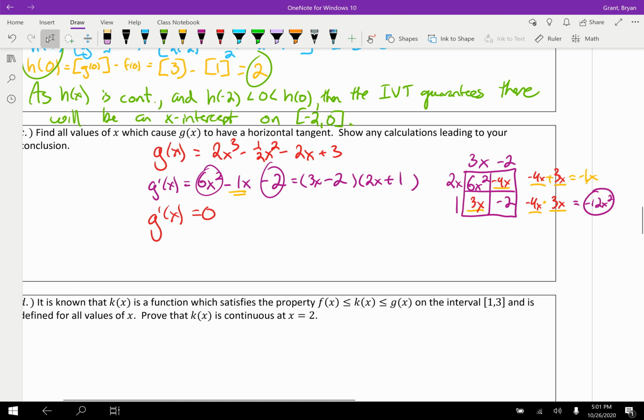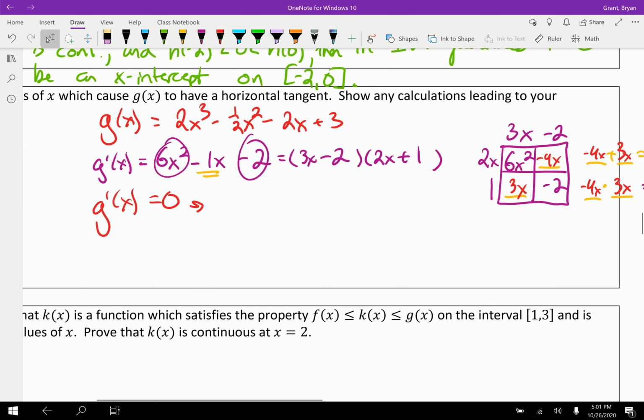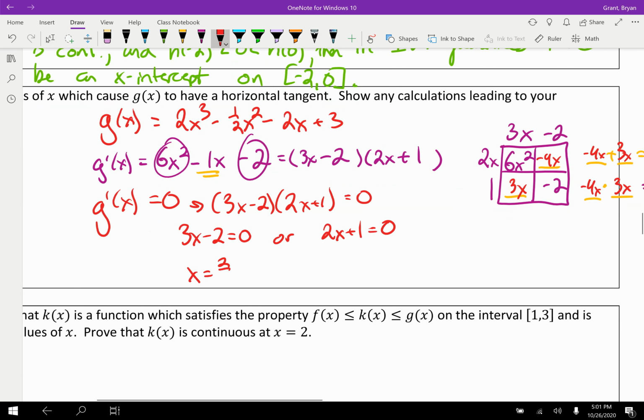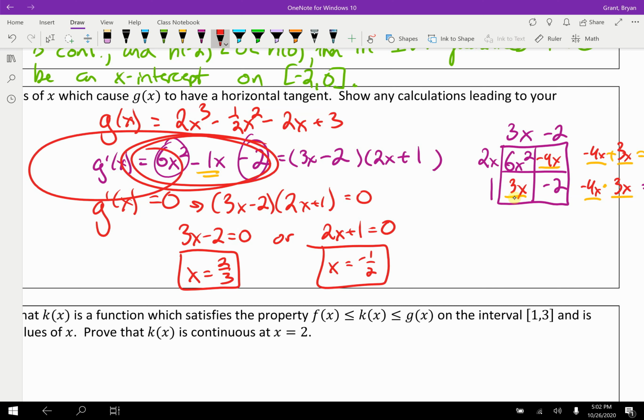I want to see when is the output of g prime 0, which means we're really setting 3x minus 2 times 2x plus 1 equal to 0. What x value will cause the output to become 0? But that's easy enough. We just have two equations, like so. And I trust that you can solve these. Add 2, divide by 3. We get one x value. Subtract 1, divide by 2, and we get the other x value. There are two x values here, which cause g of x to have a horizontal tangent. That's 2/3 and -1/2. And those are the values because they cause the slope to become 0.